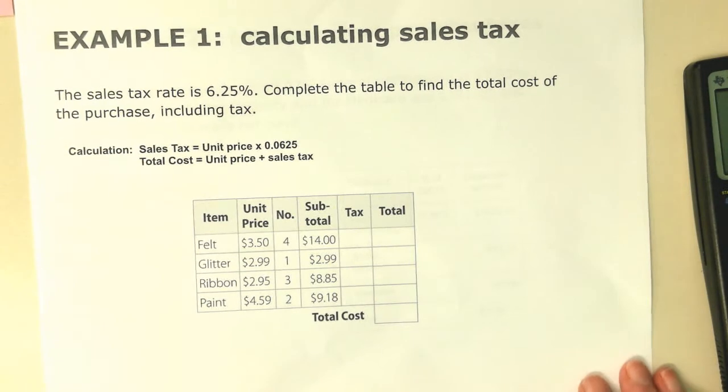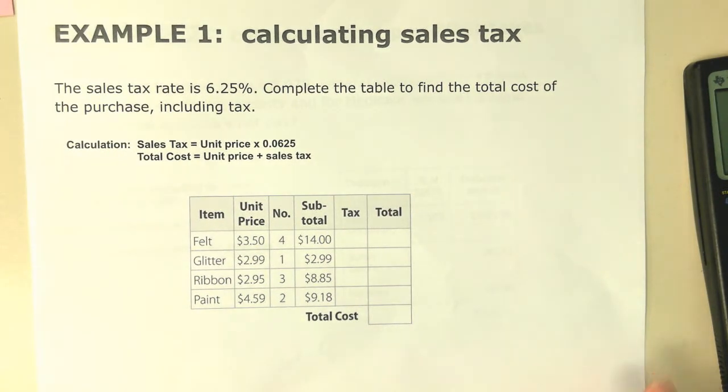Now let's go ahead and move to some examples. I'll work these through with you, and these are the types of problems that you'll see in your HRW. The first one is calculating sales tax. Let's start with a sales tax rate that is 6.25%, and we're going to complete the table to find the total cost of the purchase, including the tax.